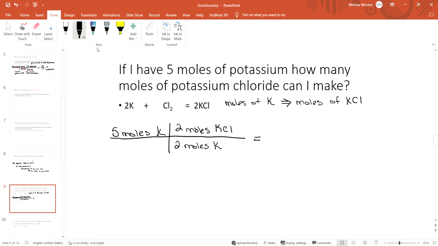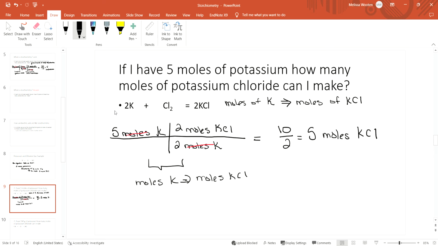And that's all. We only had to go from moles of potassium to moles of potassium chloride, and that's what we've done here. We multiply across the top and divide by the bottom. So we're going to have 10 over 2, which equals 5 moles of KCl, potassium chloride.